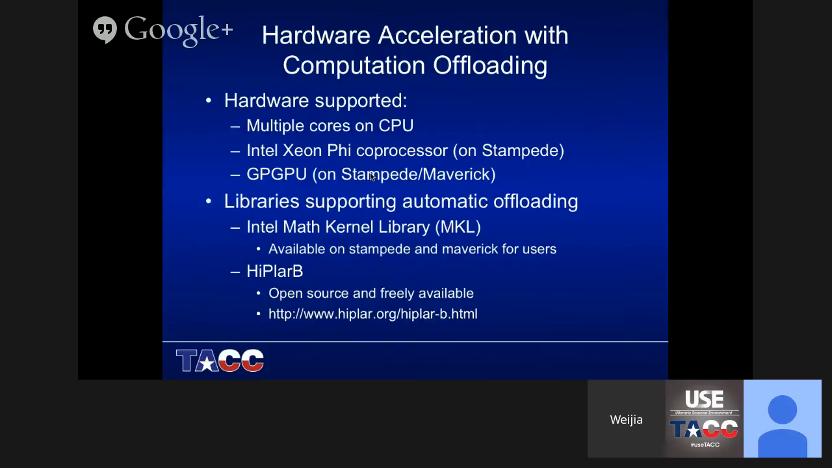Back to R, there are two particular things we can support, and you can utilize them fairly easily. One is for the MIC card, you can do it through the Intel Math Kernel Library, what we call the MKL. It's actually a commercial library, but we have a license installed on Stampede, so you can use it if you're doing computation on Stampede. The other package, called HiPLAR, is an open source R package used to let R utilize more of the multi-cores available per node and the GPU card available on each node.